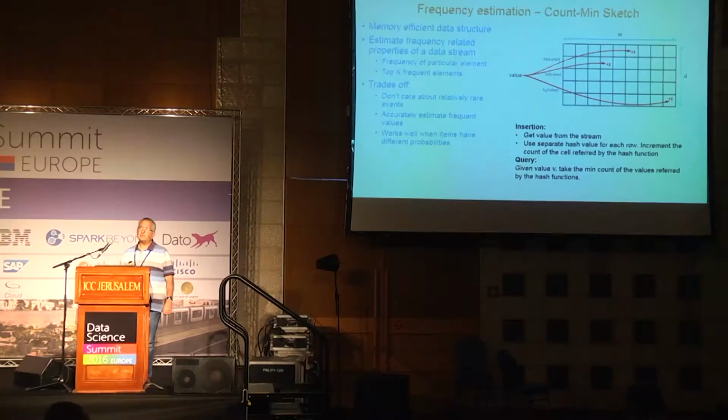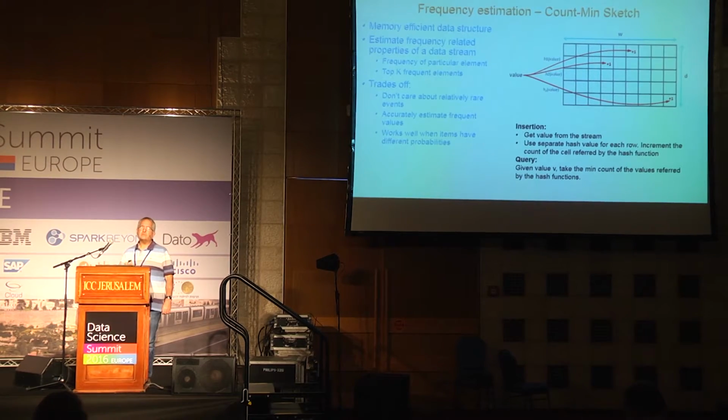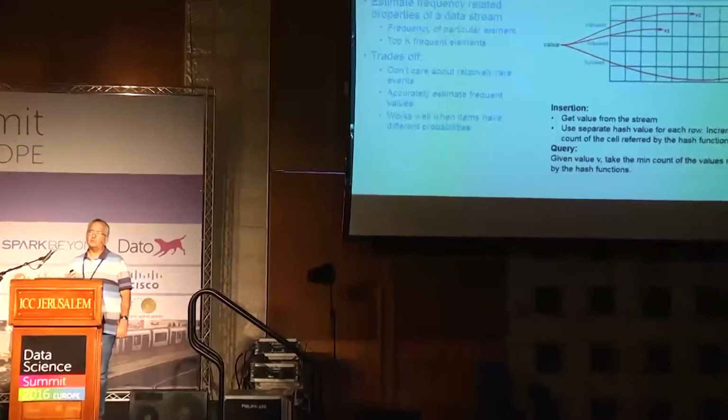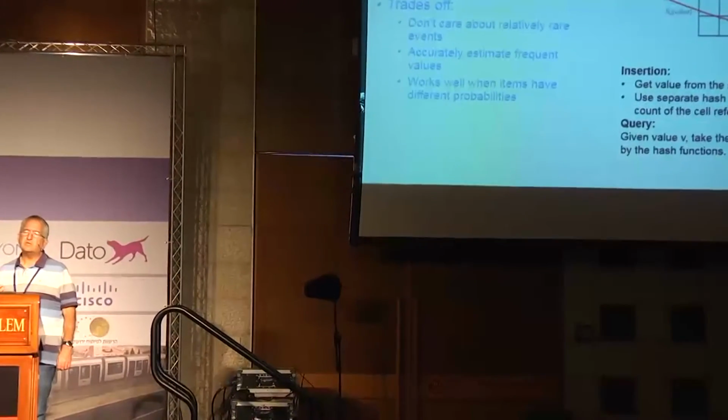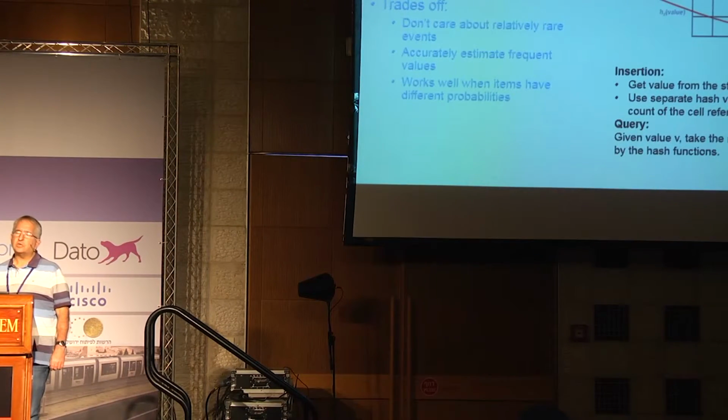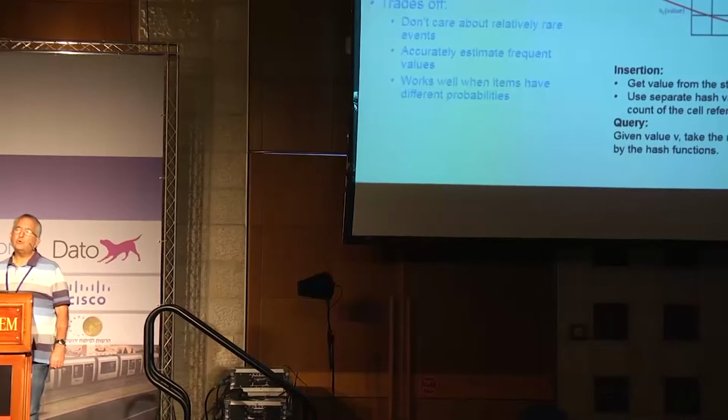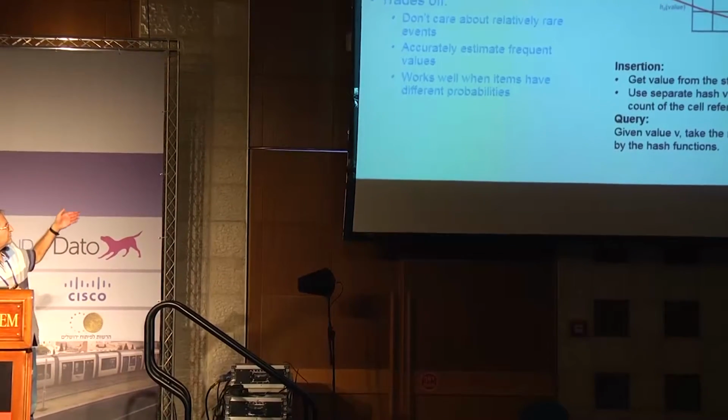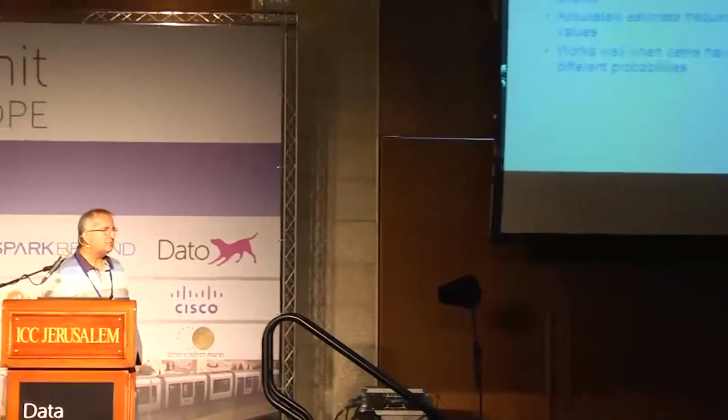When you want to know the frequency of a value, you again run the hashing over it. You get the counters from each of the rows, and you just need to take the minimal counter among all of them. And again, with very good probability, you are assured that you got the frequency of that number.